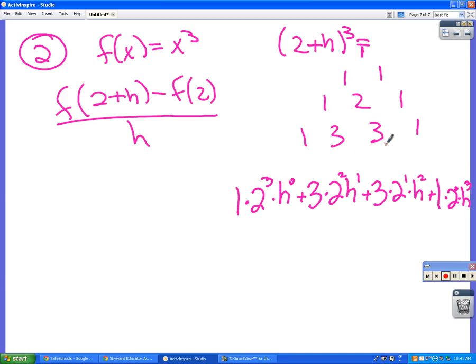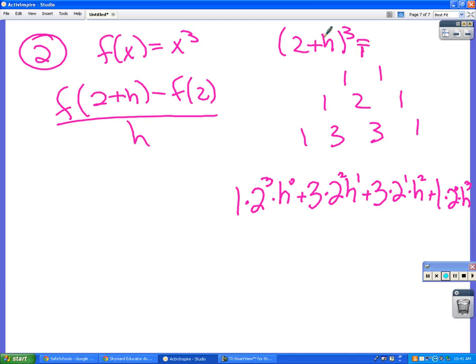So the 1, 3, 3, 1 is the coefficients, okay? And then it's the first number to the third power, then the second power, then the first power, and then the 0. Now these go backwards. It's 2 to the third, to the second, to the first, and to the 0.